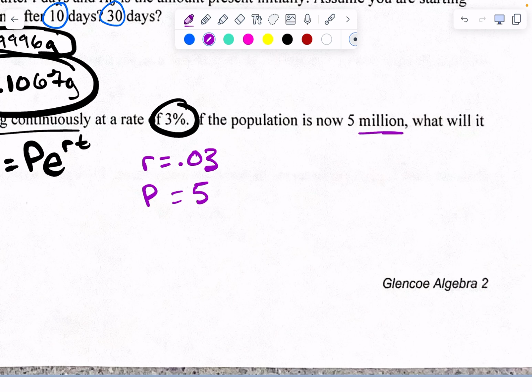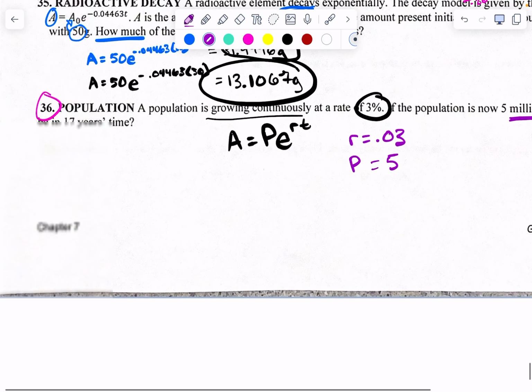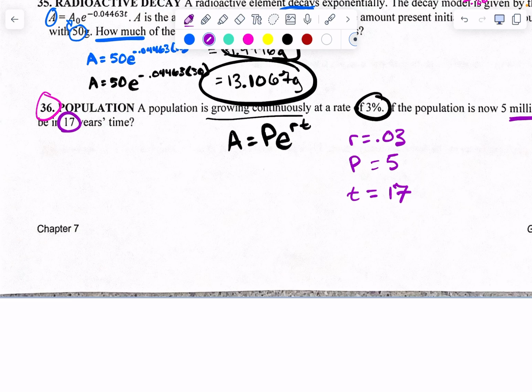I'm going to make sure that this equation is in millions, kind of like it was in thousands. Instead of putting the 5 with 6 zeros on the end of it, I'm just going to put in 5. But I'm going to keep in mind that my label should say in millions at the end, right? What will it be in 17 years' time? What is 17? Time. T. And what are we solving for? A. That's the only variable that we're not given.